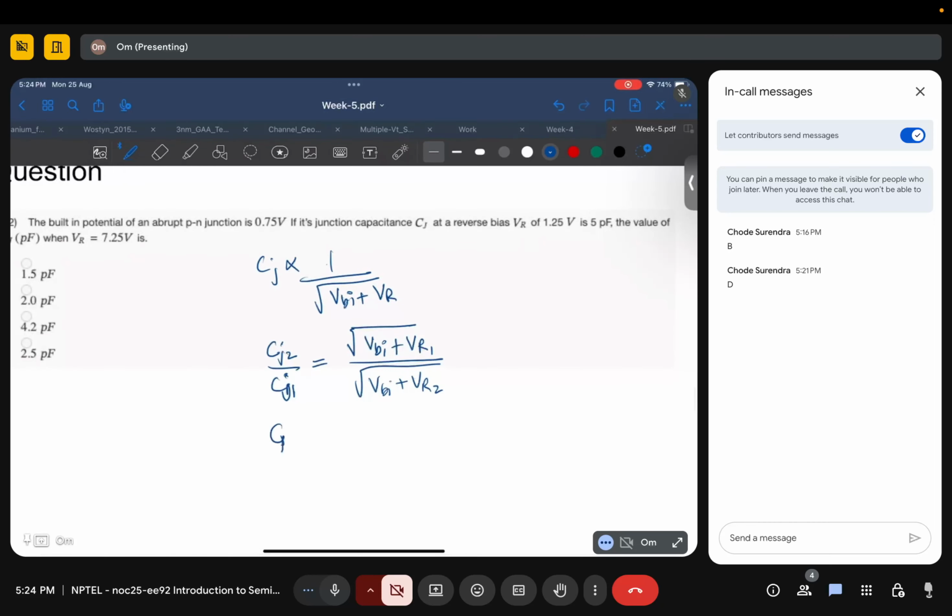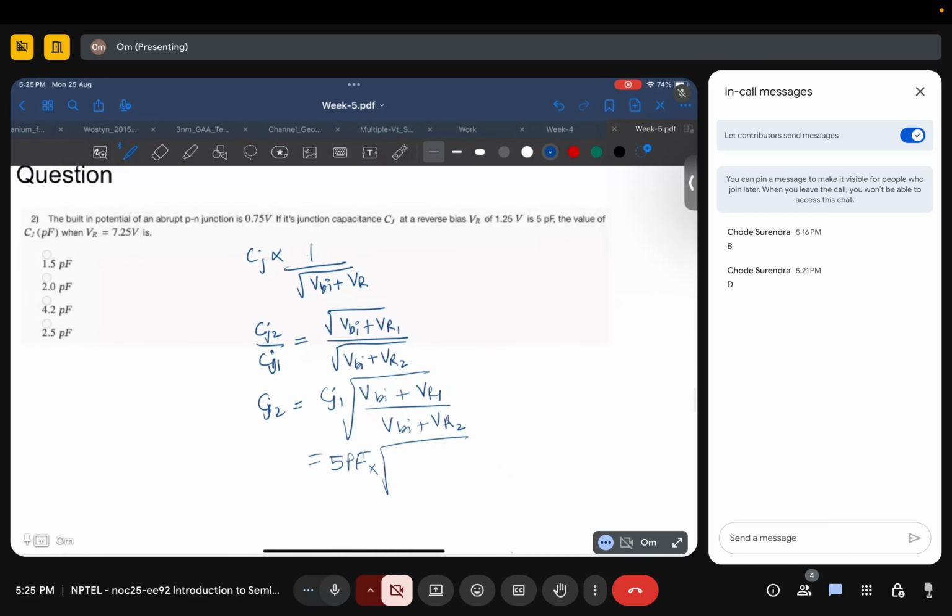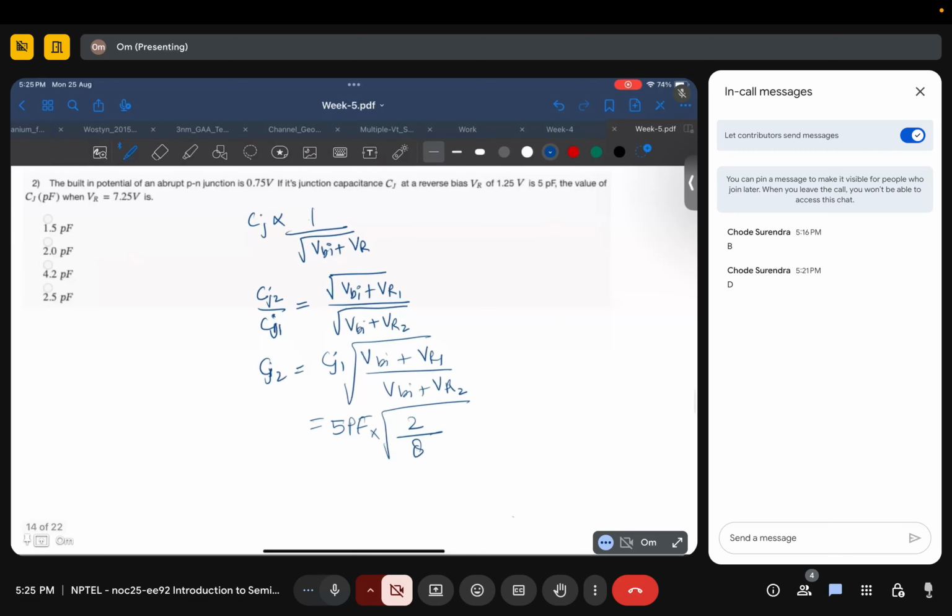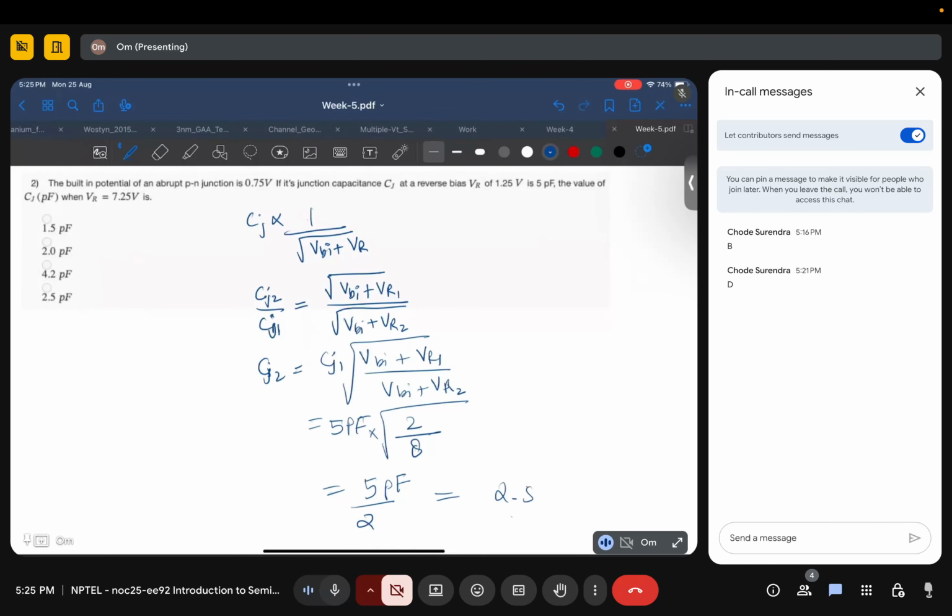So Cj2 will be Cj1 times the root of VBI plus VR1 by VBI plus VR2. Substitute the values: 5 picofarad into the root of 1.25 plus 0.75 is 2, and 7.25 plus 0.75 is 8. So it is 5 picofarad by 2, which is 2.5 picofarad. Cj2 is 2.5 picofarad. This is option D.